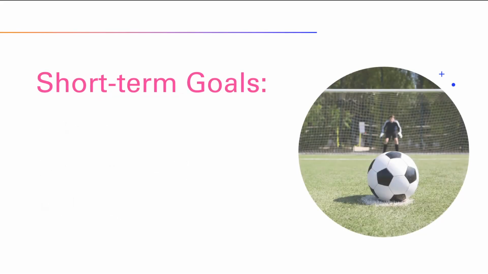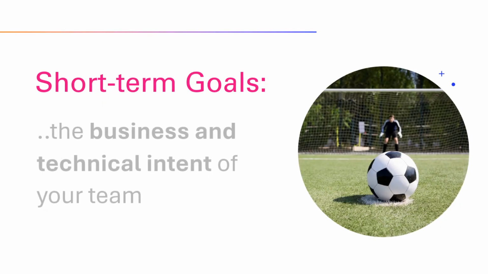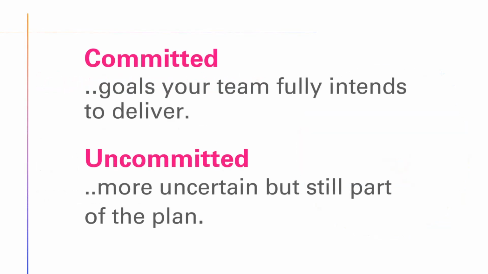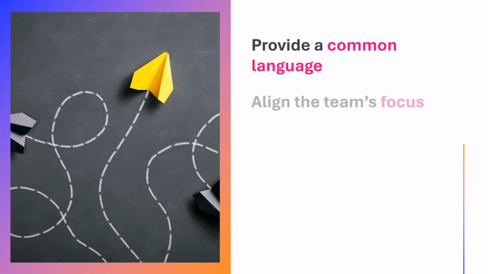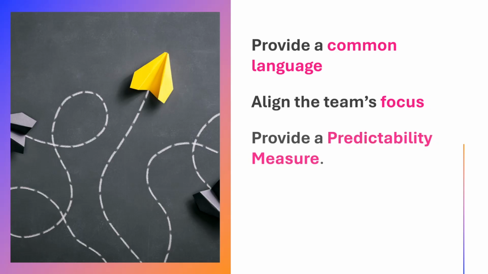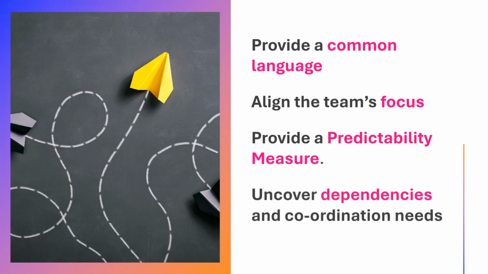PI objectives are short-term goals that summarise the business and technical intent of your team for the upcoming program increment. They can be committed, goals your team fully intends to deliver, or uncommitted, which are more uncertain but still part of the plan. Here's why they matter. They provide a common language between teams and stakeholders. They align the team's focus with business outcomes, not just features. They help the Agile release train track progress through predictability measures, and they uncover dependencies and coordination needs early.